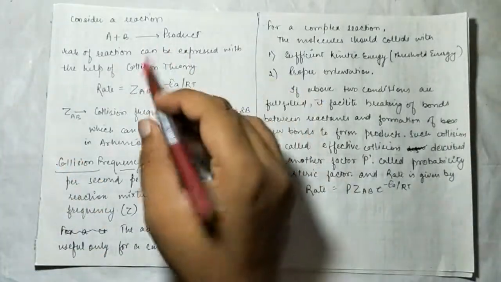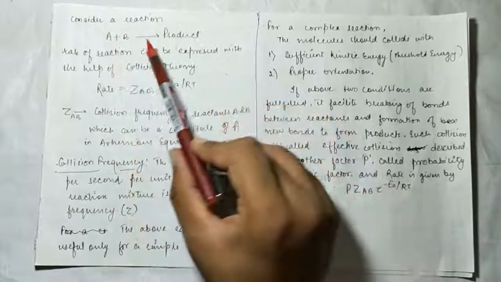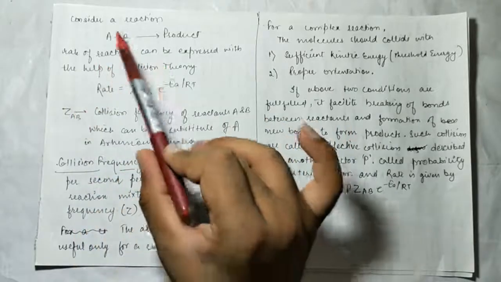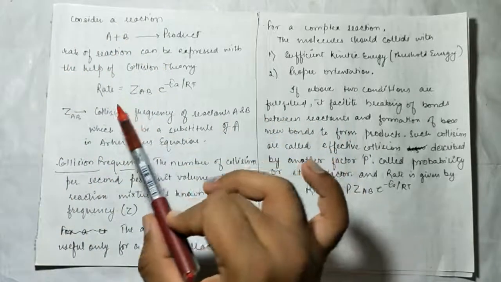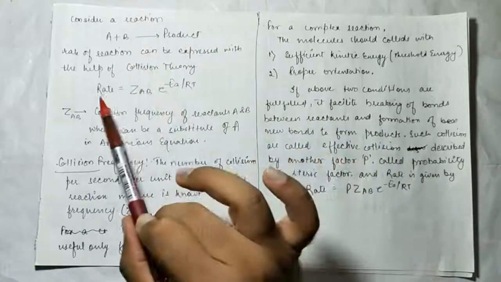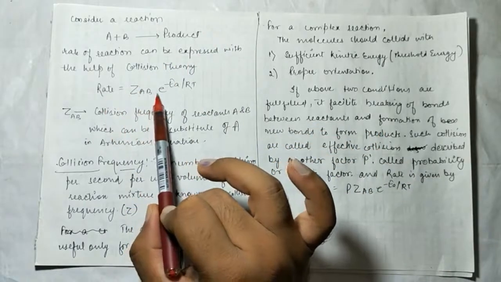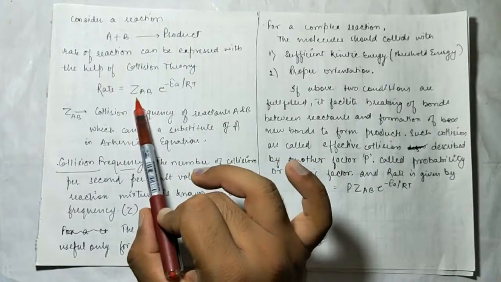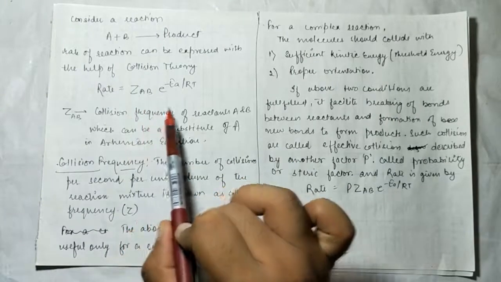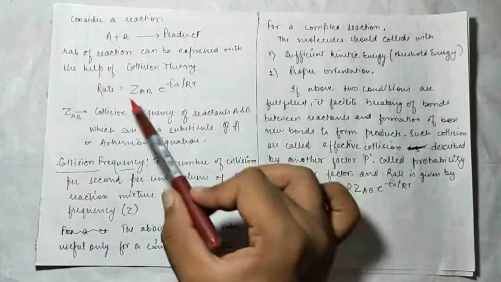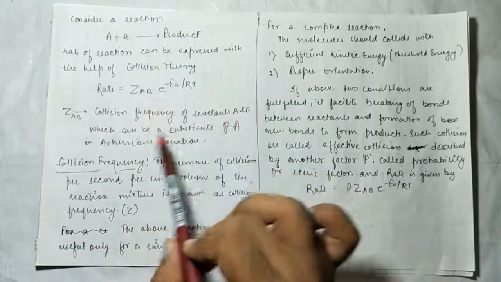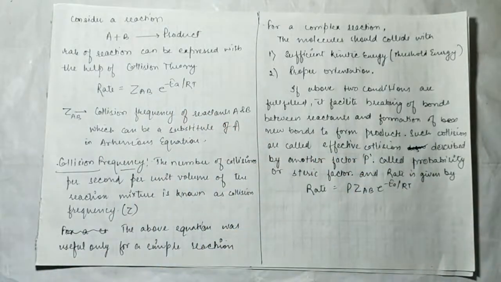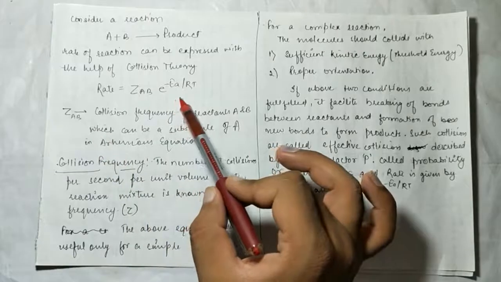So he considered a reaction, this is a primary reaction type, A plus B giving product, and if A strikes B, then only the reaction takes place. He modified the Arrhenius equation as rate equals Z_AB times e to the power minus Ea upon RT. What is Z? Z is a collision factor, or you can say collision frequency. That means it provides information about the collisions of A and B. Here it substitutes the value of A in the Arrhenius equation. The Arrhenius equation was K equals A e raised to the power minus Ea upon RT.